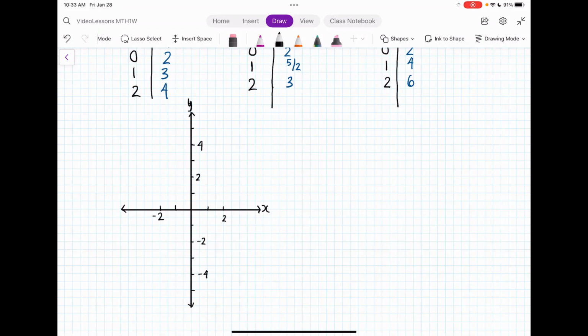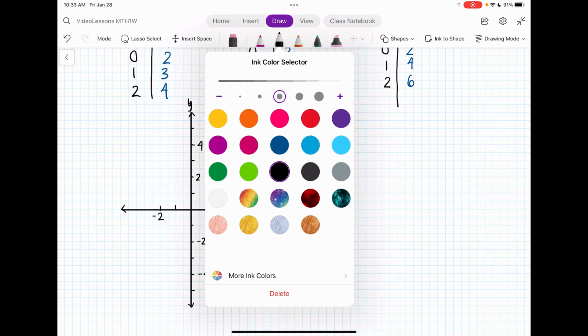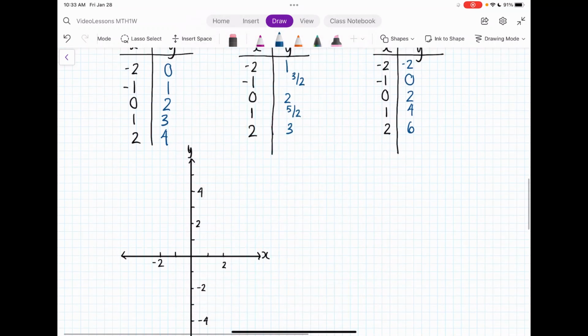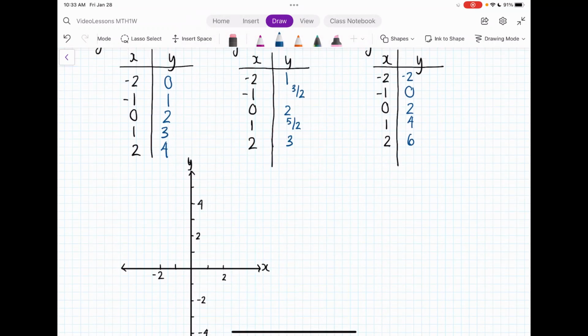Okay, so we've got our system of axes. I'm going to plot my lines. So make sure you've pressed pause, plotted your lines, and then come back to check.